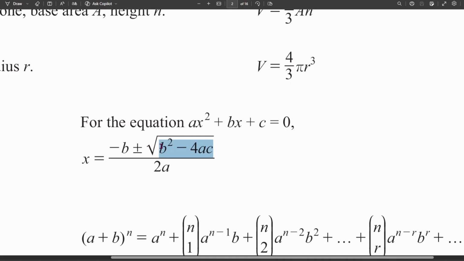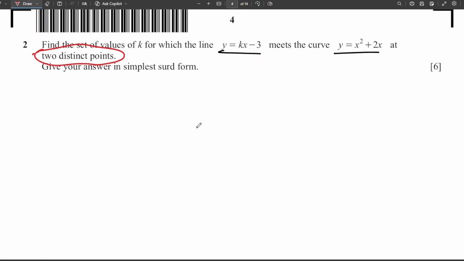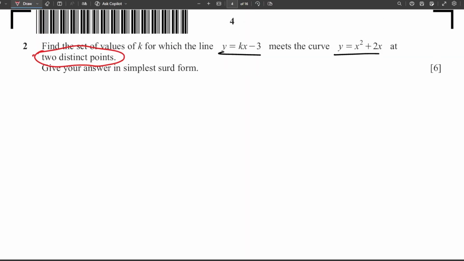That's why if two distinct points, they will have a value here, right? Because there will be a plus and also a minus answer. So if there is only one answer, it means this one is 0. Okay, so two distinct points, what does it mean? B squared minus 4AC is greater than 0.